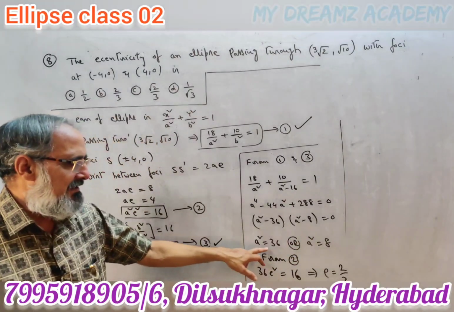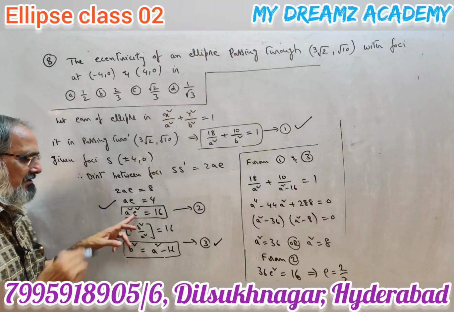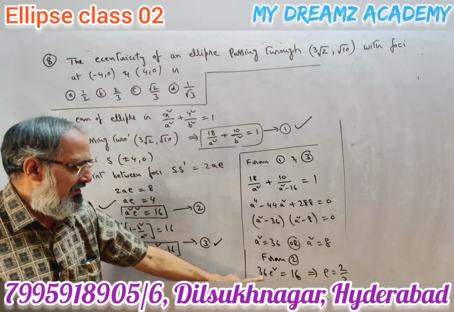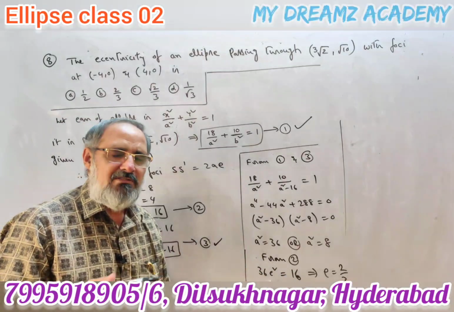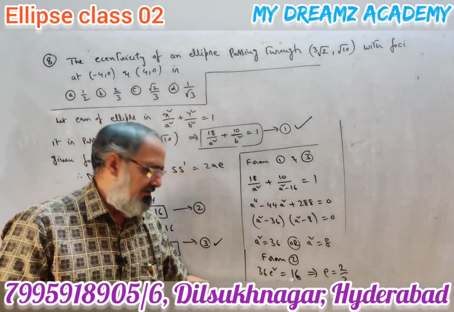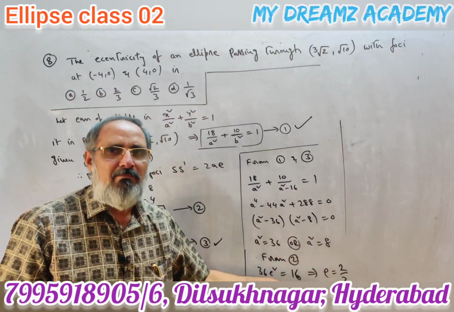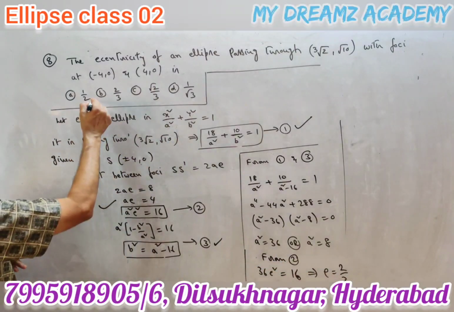Suppose we take a² equal to 36. From equation 2, a²e² is 16 and a² is 36, so e² equals 16 by 36. You can cancel 4: 4 fours and 9 fours, so 4 by 9, under root it comes 2 by 3. The option is B, matching.